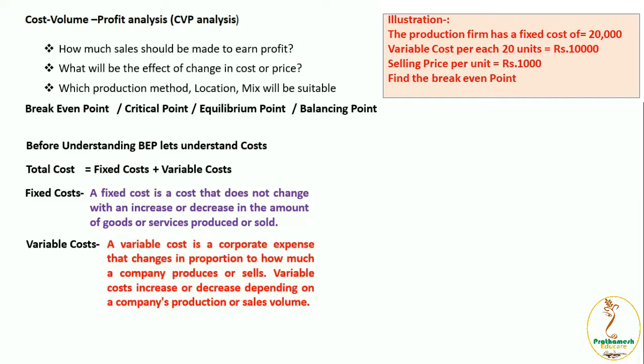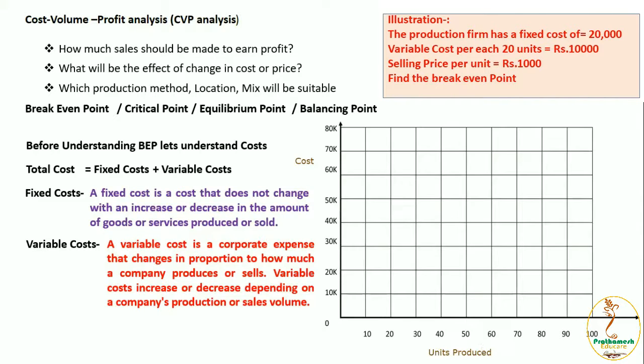We have only understood what the costs are. Here we will be understanding the break-even point, what is break-even, or equilibrium point, or balancing point, or critical point, whatever name you can say. So here in this particular illustration, the x-axis is representing the units produced and the y-axis is representing the cost.